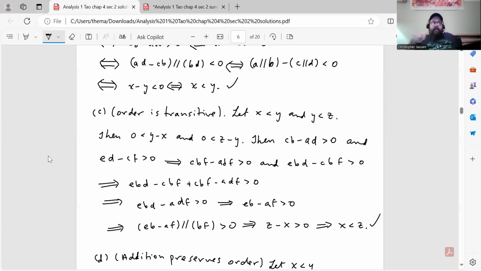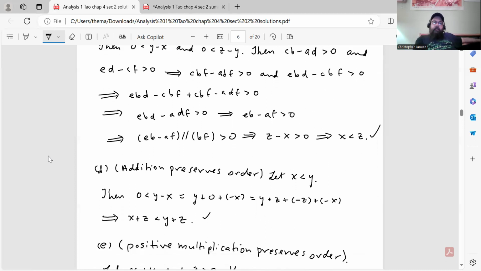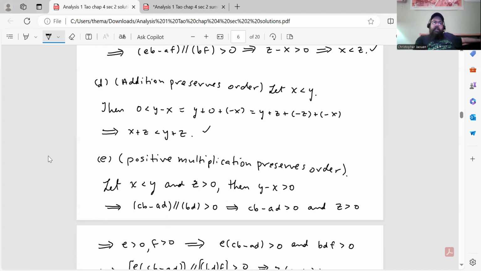And then by cancellation of the integers, you can cancel the common factor d from both sides. Then you get eb minus af is greater than 0, which means that (eb minus af) over bf is positive, which means that z minus x is greater than 0, which implies that x is less than z. Okay, that's transitivity. Then we have addition preserves order.